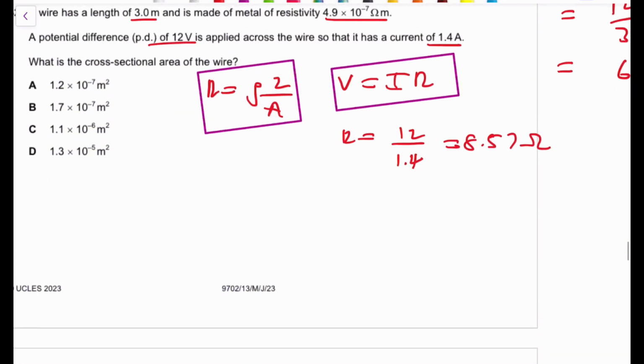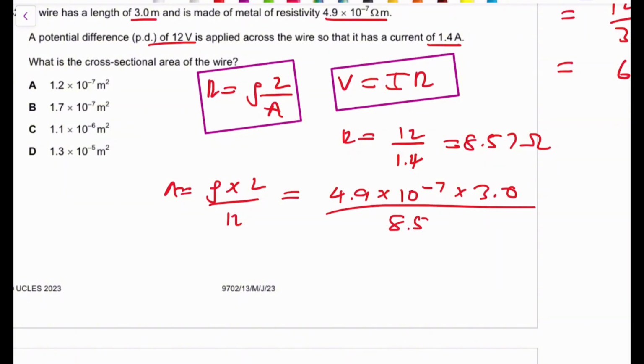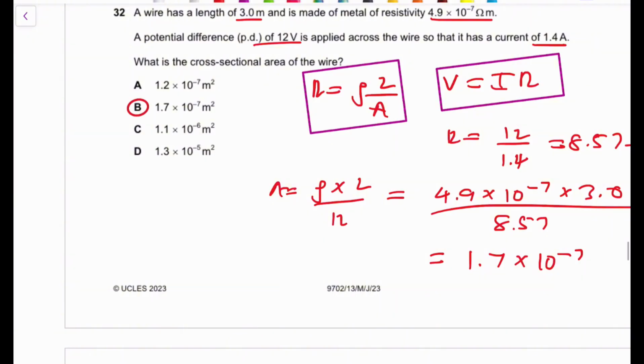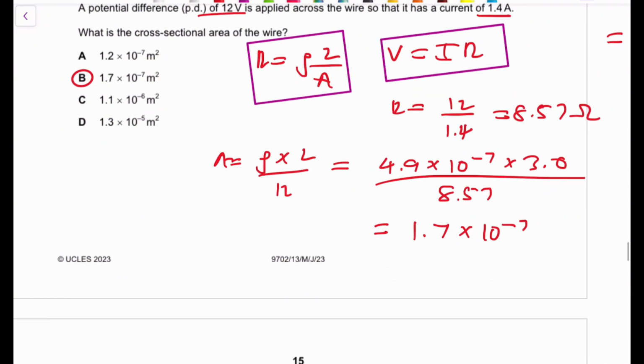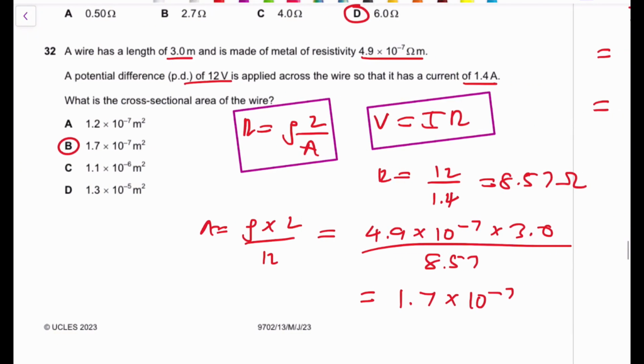Once you have the value of R, we just want to find the value of A. A will be the resistivity multiplied by the length divided by the resistance. The resistivity is 4.9 times 10 to the power of negative 7 times the length of 3.0 divided by 8.57. That's going to give you 1.7 times 10 to the power of negative 7. The answer is B. So basically, two formulas: resistance is rho L over A, and V is equal to IR. Use those two formulas and you find the cross-sectional area.